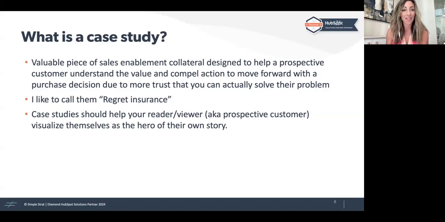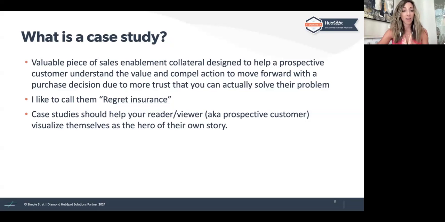And so they're valuable pieces of sales enablement collateral. They're helping a prospective customer understand the value. And the goal is compelling action for them to move forward. And usually the reason they're not moving forward is due to some unknown circumstances or trust. Really, there's a lack of trust that you can actually solve their problem.